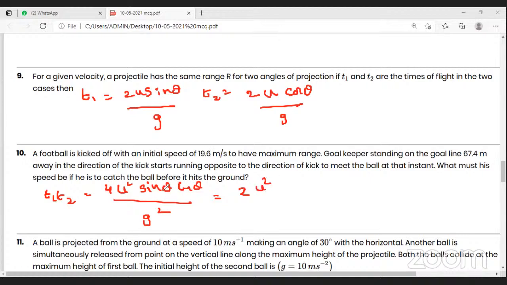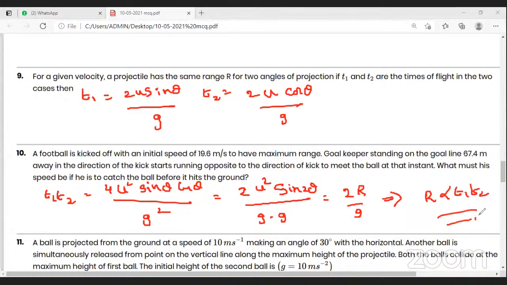One 2 goes in, so 2 sin theta cos theta can be written as sin 2 theta, by g into g. Why? Because what is u square sin 2 theta by g? Range only, so you can write it as 2r by g. So T1 into T2 equals 2r by g. So this is the final equation, and range is directly proportional to T1 into T2. This is the answer. Based on the known relation, we just have to get the relation for range only. Okay.